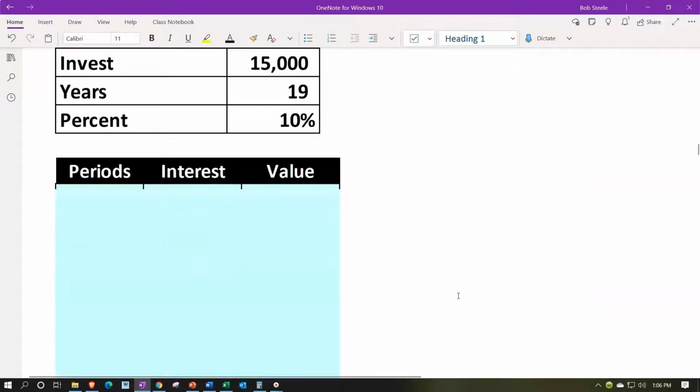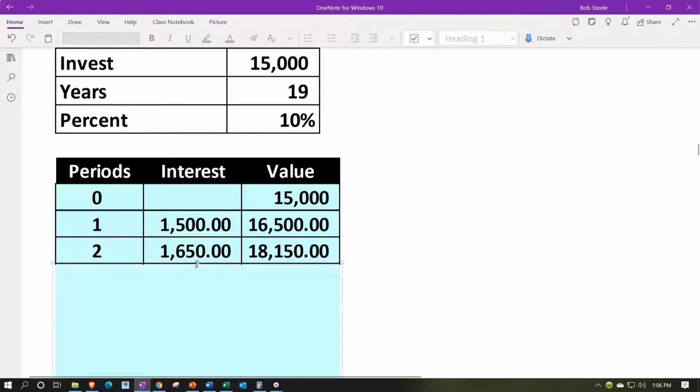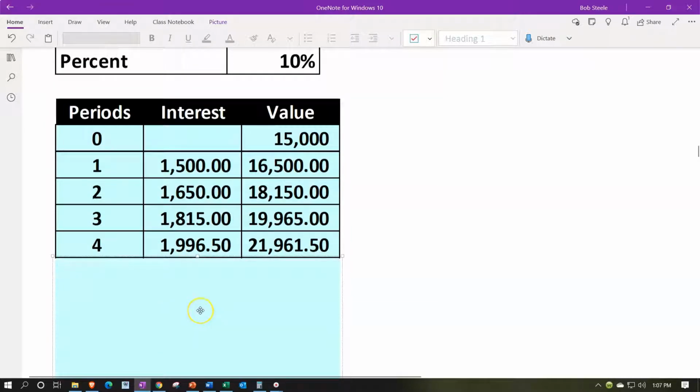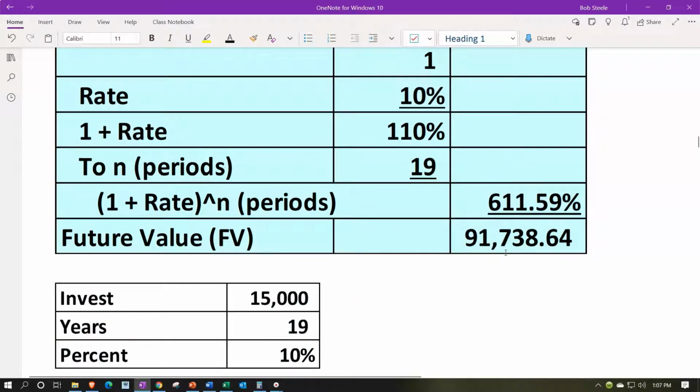If we take that amount and multiply it times the 15,000 present value, we get 91,738.64. If we saw that with a period-by-period calculation, looking something like this, once again using years, period 0, we're at the 15,000. 15,000 times 10% would be 1,500, plus the 15,000 brings us to 16,500. 16,500 times 10% would be 1,650. 1,650 plus the 16,500 gives us 18,150. 18,150 times 10% gives us 1,815. 1,815 plus the 18,150 gives us 19,965. 19,965 times 10% gives us 1,996.5. 1,996.5 plus the 19,965 gives us 21,961.50, and so on and so forth, bringing us down to the total at the bottom, which would be 76,738.64 for the total interest, and the total balance 91,738.64. So we got the 91,738.64 that we have here.